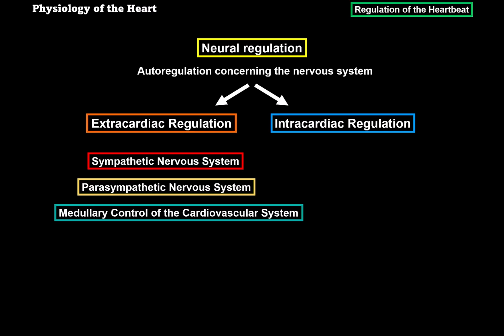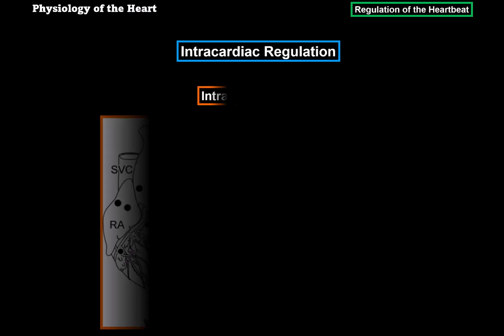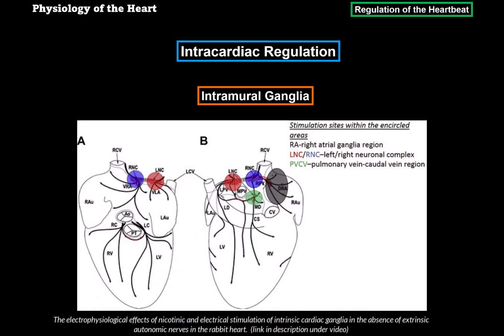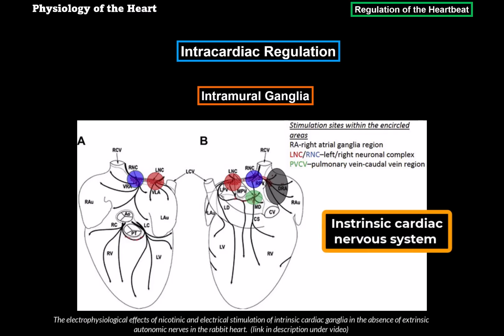We do have some neural intracardiac regulation as well. I'm not going to go into too much detail on this, but we have something called intramural ganglia embedded within the myocardium itself, consisting of clusters of nerve cell bodies, all interconnected via nerve fibers to form a network that spans throughout the heart. They are classified as the intrinsic cardiac nervous system because they regulate cardiac functioning independent of direct CNS control.